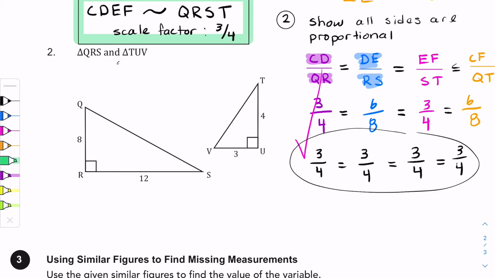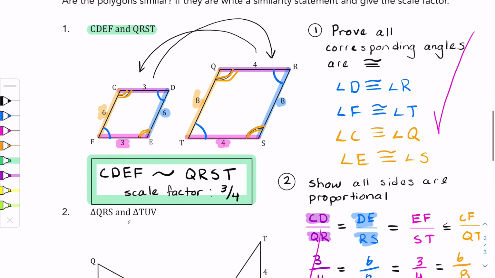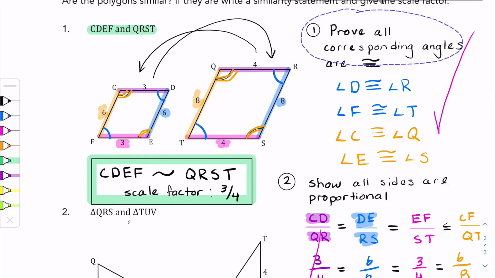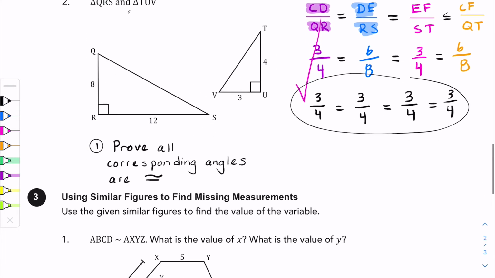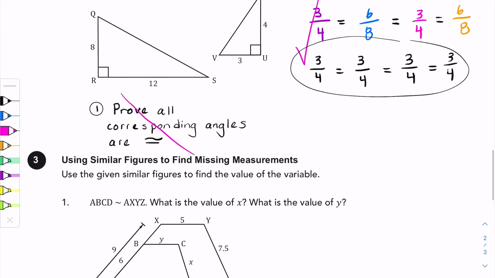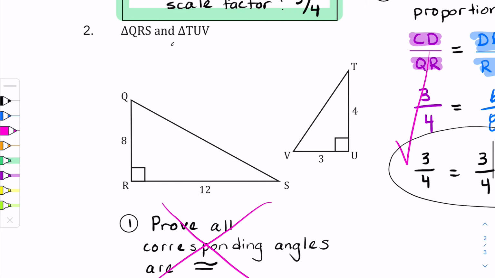Number 2, we have triangle QRS and triangle TUV. So right away, you should see that we don't even know about the angles. So the first step would be to prove all corresponding angles are congruent. And we can't even do that. We can assume, but we can't prove it. So for number 2, we're going to say not enough information. And you have to recognize that right away.